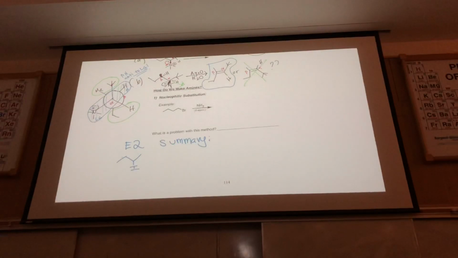So the example on the slide of the classic E2, you know, we have our KOH, we have our relatively unhindered substrate, right? And we get our internal alkene to get our Zaitsev product. So we know we go the Zaitsev route because it's unhindered base and substrate.